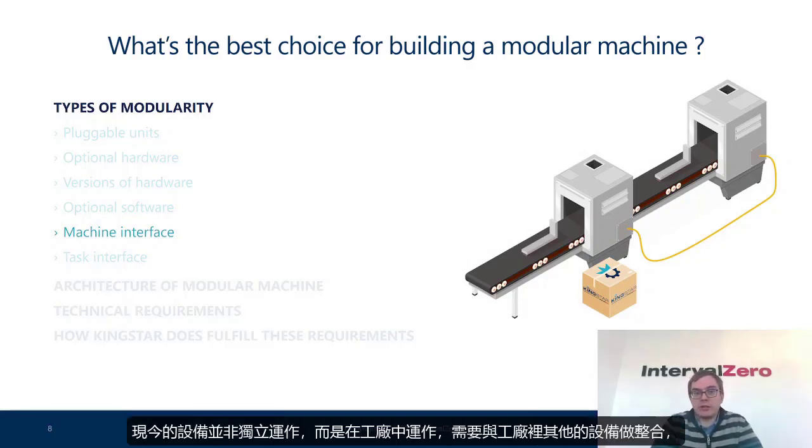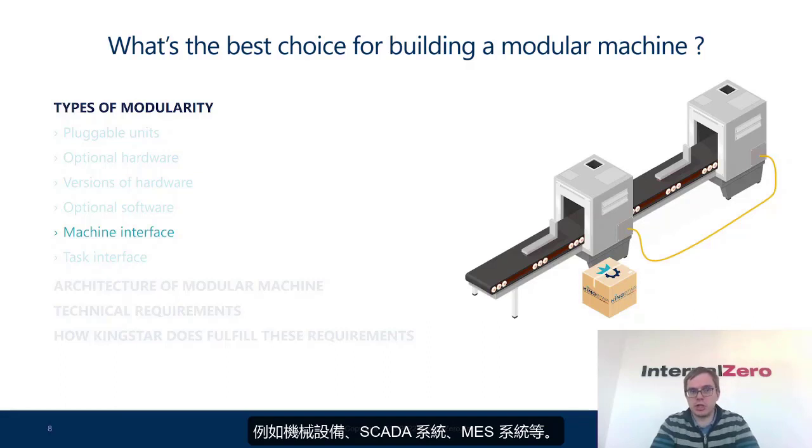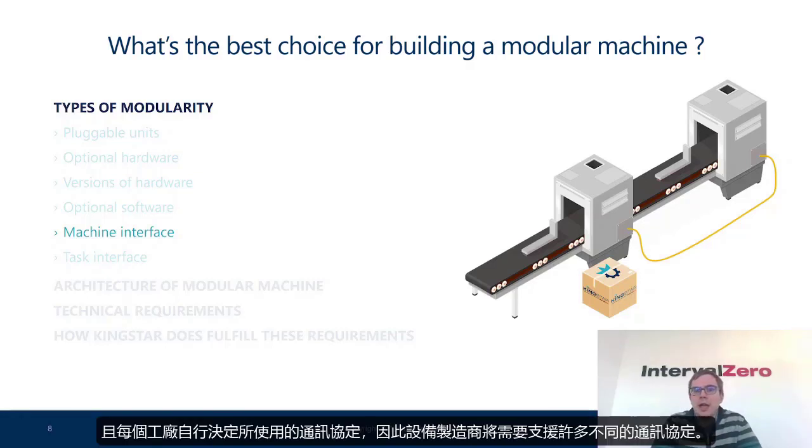Now, a machine is not standalone, it works in a factory. It has to be connected to other equipment in the factory, such as machines, SCADA systems, MES systems. And this is done through, nowadays, protocols instead of IOs. And every factory decides its own protocol. So the machine builder will have to support many different protocols for it.